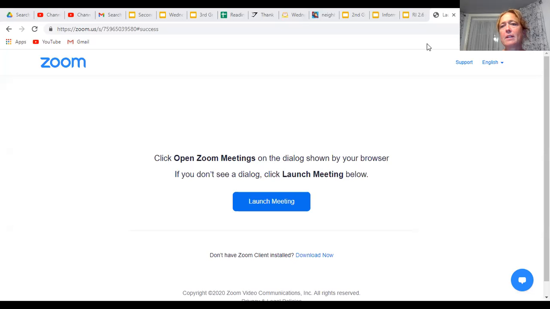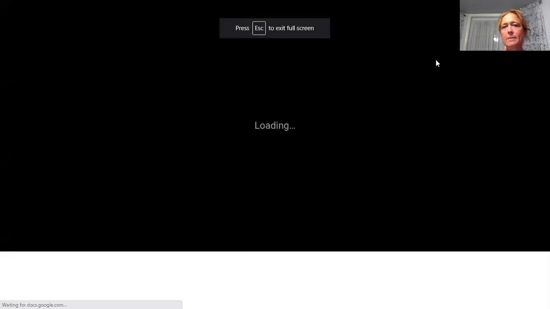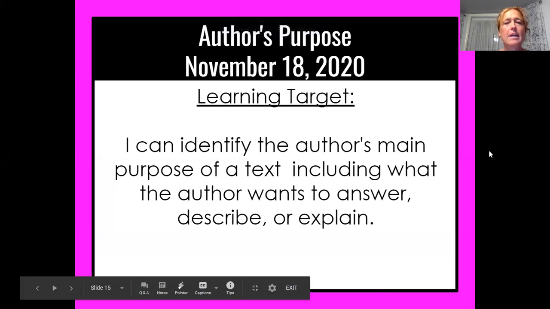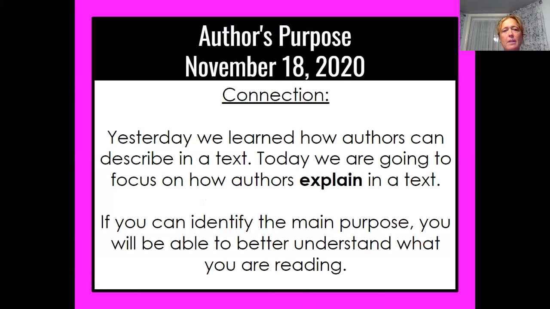All righty. So today is our reading lesson. We are continuing our discussion of author's purpose. Today is November the 18th, and our learning target is, I can identify the author's main purpose of a text, including what the author wants to answer, describe, or explain. So our three options are answer, describe, or explain.